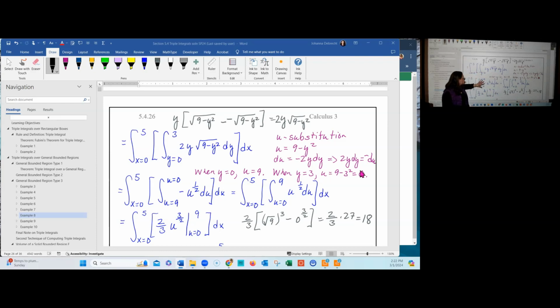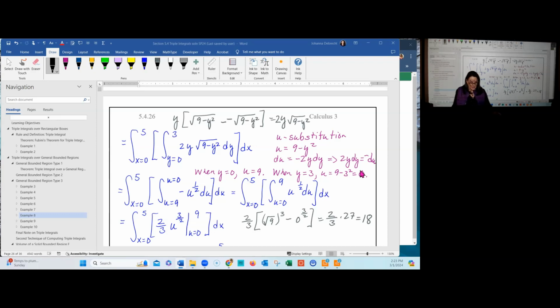This does reverse the limits of integration from y equals 0 to 3 to u equal 9 to 0, but we also got the negative introduced as part of replacing dy. In this case, we can use the negative to switch the limits of integration, and this gives us the positive integral of u to the 1/2 du from 0 to 9. When we evaluate this, we get 2/3 u to the 3/2 between 0 and 9, which results in 18.